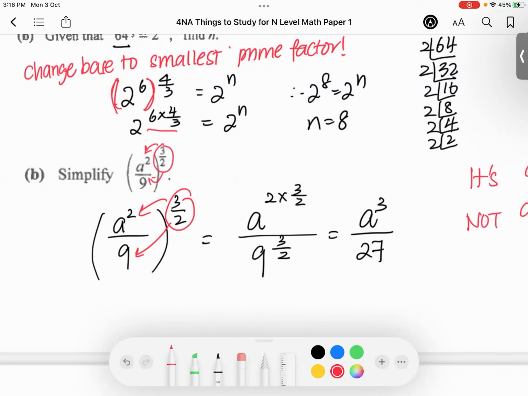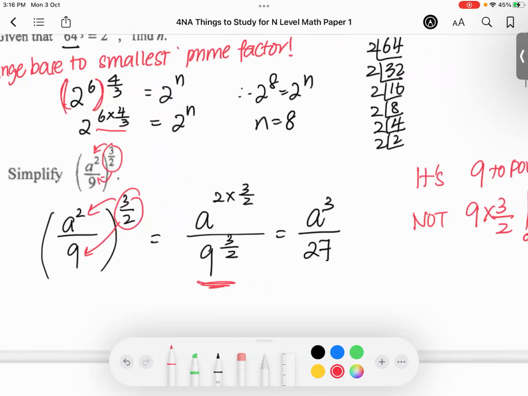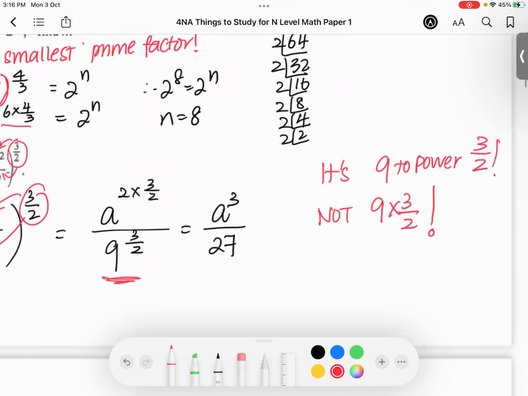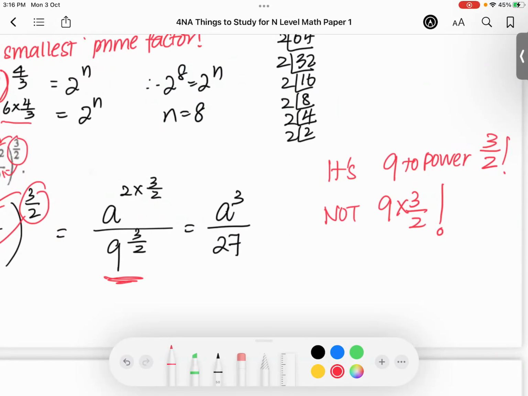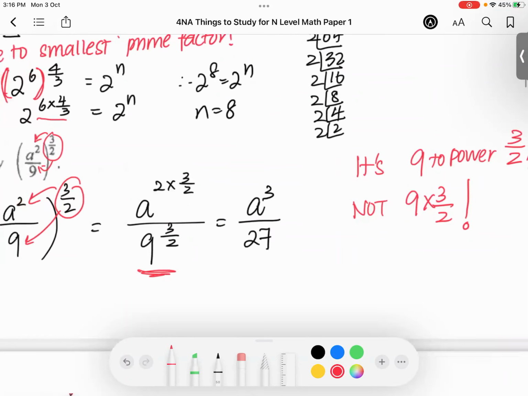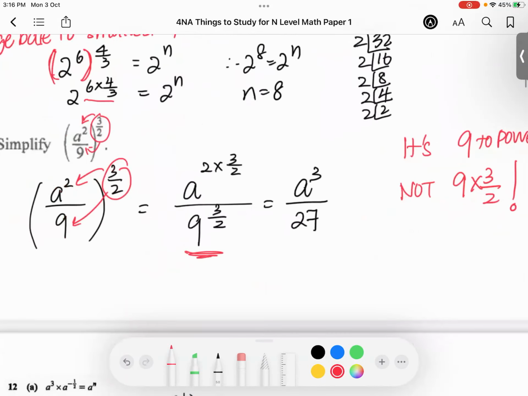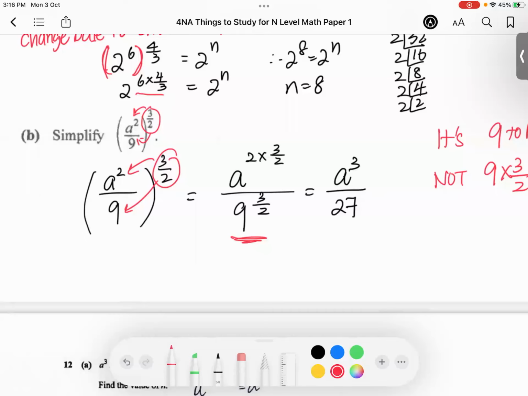So this is 2 times 3/2, the power. But this number here is 9 to the power of 3/2, not 9 times 3/2. So not 9 times 3/2, it's 9 to the power of 3/2. Please take note, you can use the calculator to find the answer. Don't make careless mistakes this way.